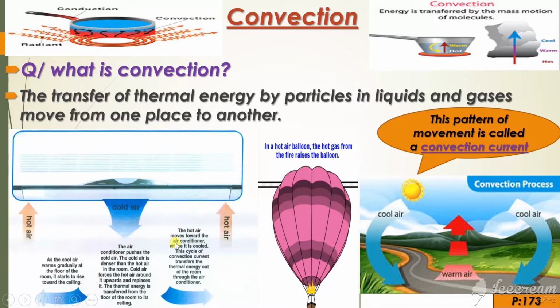Please look at this picture. The hot air moves toward the air conditioner, where it is cooled. This cycle of convection current transfers the thermal energy out of the room through the air conditioner.